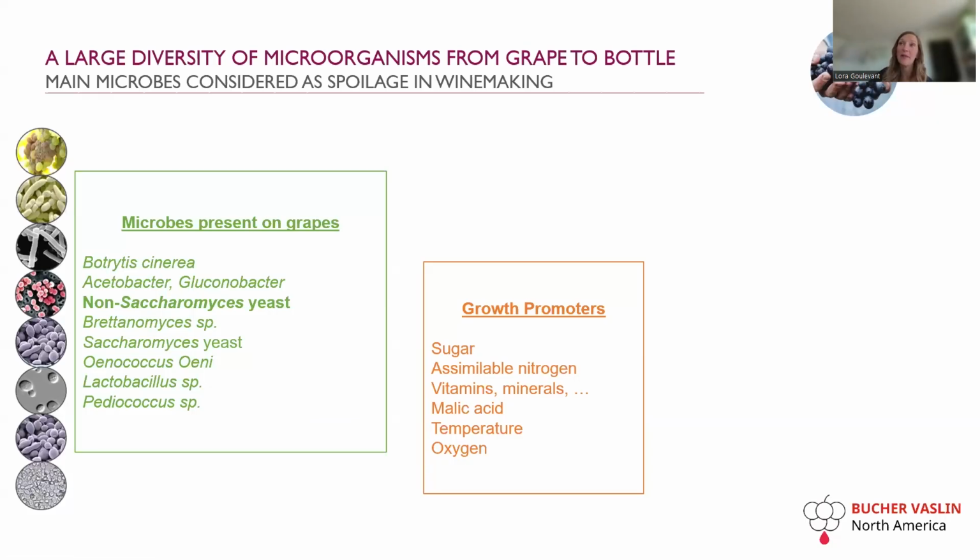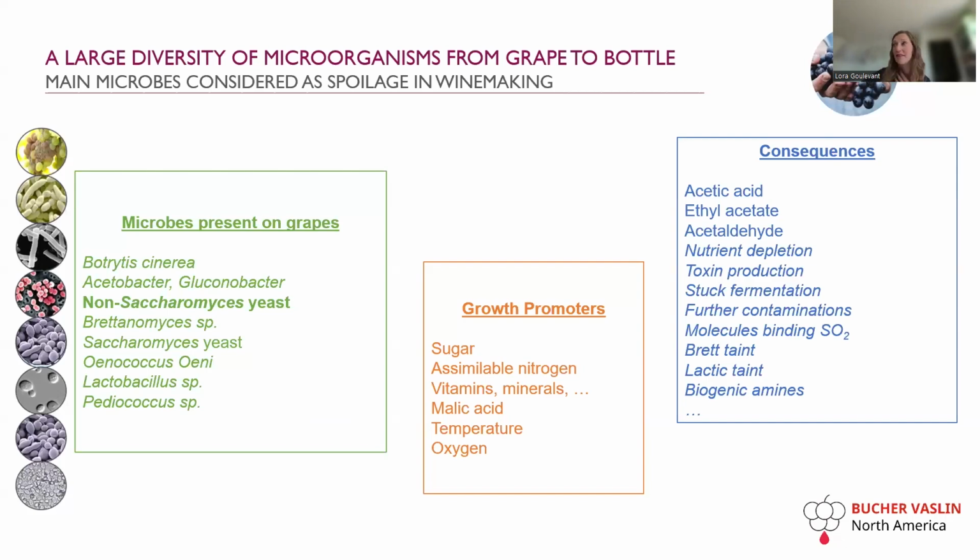And then if we don't control them, or if they are not in the right equilibrium or balance, then there are some consequences, such as acetic acid production in must, or during the fermentation, or even after the fermentation, if there is too much acetic bacteria, or if the yeast is under stress, or there are a lot of different factors. Ethyl acetate and acetaldehyde production can be a consequence of having too many spoiling microorganisms. Nutrient depletion can lead to stuck fermentation, for example. Toxin production like biogenic amines, any other further contamination, molecules binding SO2, so no SO2 efficiency, and Brett taint, lactic taint, etc.